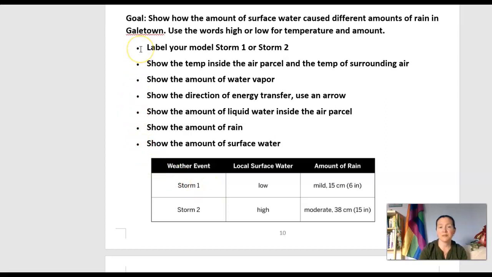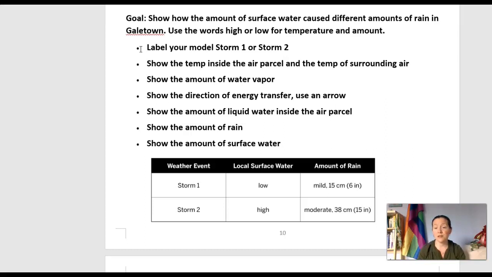follow these steps. I'm going to label it, right? I'm going to label it Storm 1 or Storm 2. I'm going to show the temperature of the air parcel and the surrounding air. I'll show the amount of water vapor. I'm going to show the direction of the energy transfer using arrows. So think back to the sim. Remember when we saw the arrows kind of going out to share the energy from the inside to the outside? So we're going to draw some arrows in. The amount of liquid water inside the air parcel, the amount of rain, and the amount of surface water.